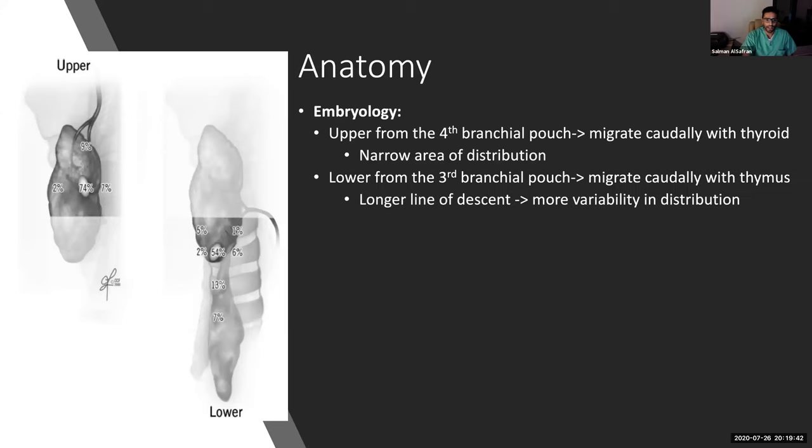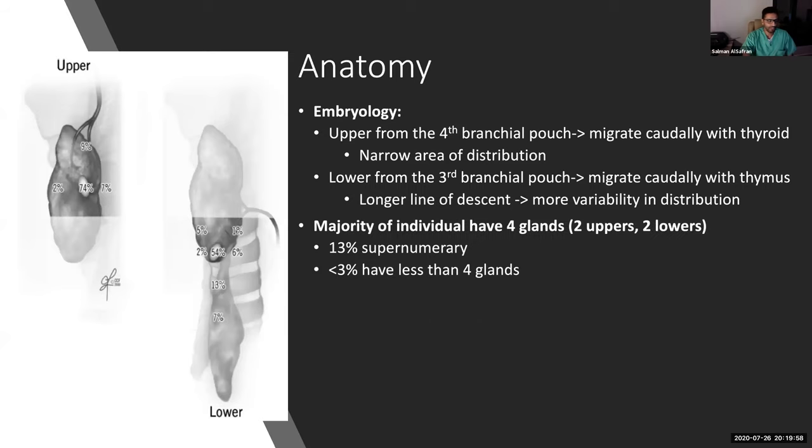Unlike the lower glands, which come from the third branchial pouch and migrate caudally with the thymus. So from the neck, they go all the way down with the thymus and basically they have a longer line of descent, with more variability in the distribution. The majority of individuals have four glands, two uppers and two lowers. About 13% will have more, and less than 3% will have less than four glands.